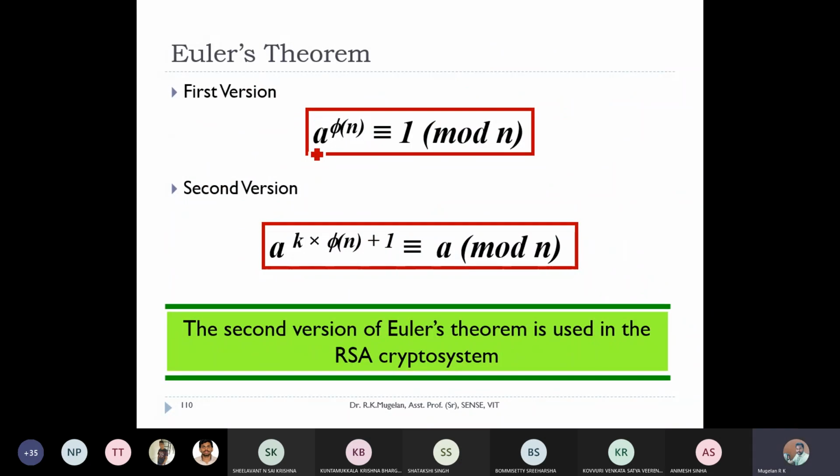So what does Euler's theorem say? The first version: if you take any integer a, and its power is phi of n, it will be congruent to 1 modulo n. This is your first version. Second version: if you have an integer a raised to some random constant integer k times phi of n plus 1, it will also be congruent to a modulo n. The second version plays a major role in a crypto system called the RSA crypto system. We'll see this in our upcoming modules. It is a famous cryptographic technique and is still in use.